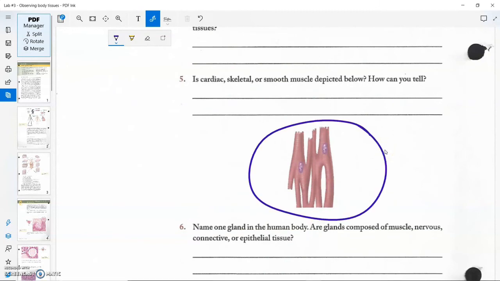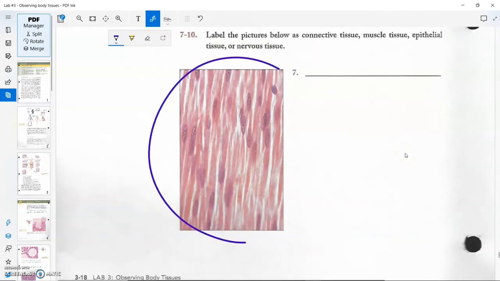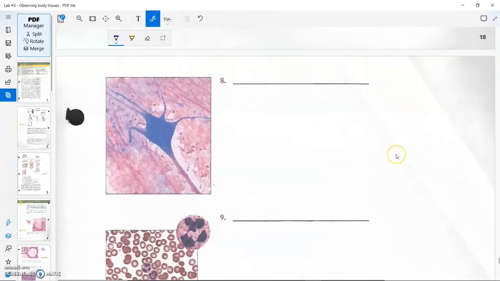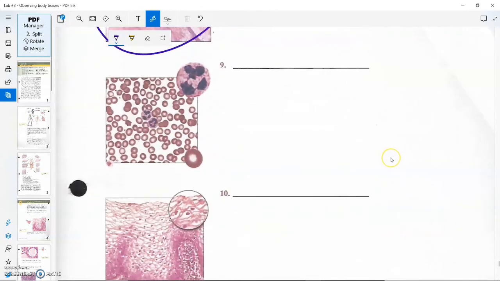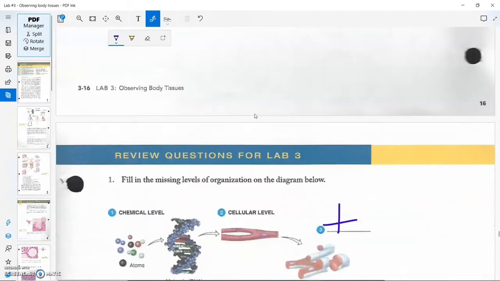So these branched, unicellular, striated cells are definitely cardiac. So this is how we can tell branched unicellular striated cells. Gland. Glands are composed of epithelial tissue. A gland can be the pancreas, thyroid gland, thymus, pituitary gland, or testes, the gonads. Let's take a look. So this is the smooth muscle tissue, obviously. This is a nervous tissue. This is blood, so it's connective tissue, and that's a stratified squamous epithelium, which is an epithelial tissue.